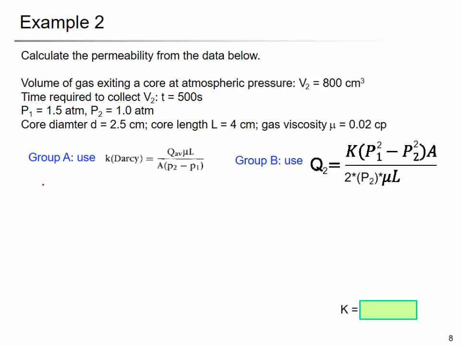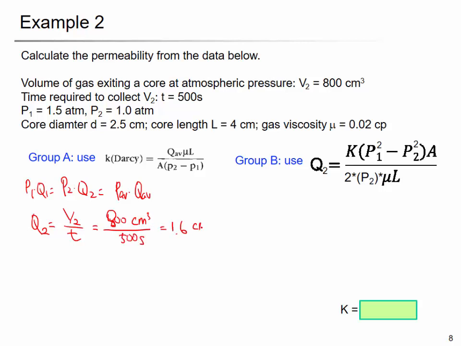So we should calculate Q1, Q2 and QAV, right? What is Q2? The flow rate at the exit is the volume of gas over the time. So 800 cubic centimeters over 500 seconds, which is 1.6 cubic centimeters per second, right? Then PAV is P1 plus P2 over 2, so 1.5 over 2, 1.25 atm.